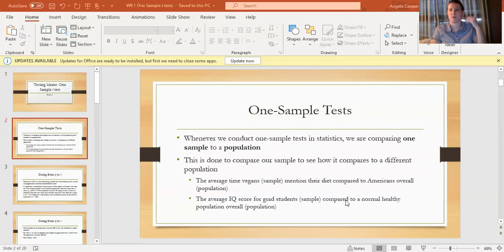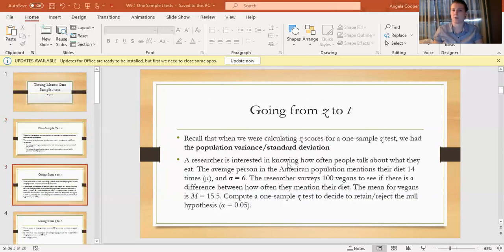We want to see if our population of grad students, which we only have a sample of 100 for, has a similar IQ score to the overall healthy population. We didn't have access to all of the sample data. We only had the mean and the sample size. With one sample t-tests, it's different, but we'll go into that. Like I said, we had the population variance or standard deviation. If you have one, you have the other.